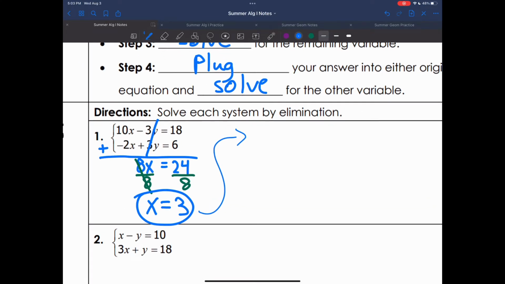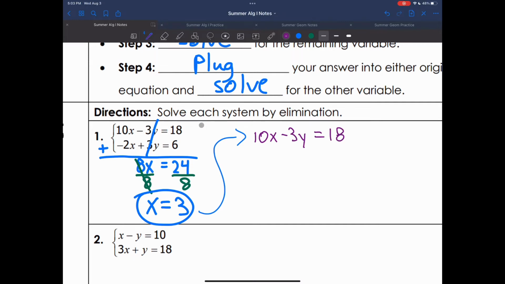So at this point, after you solve for your variable, pick either of your original equations, okay? I'm just kind of looking at it as if there's not this line I have drawn through. I'm going to pick either the top one or the bottom one. It doesn't matter which one you pick. I'll go ahead and just pick the top one. That is personal preference. And what I do is I rewrite that equation. So I picked the 10x minus 3y equals 18 equation.